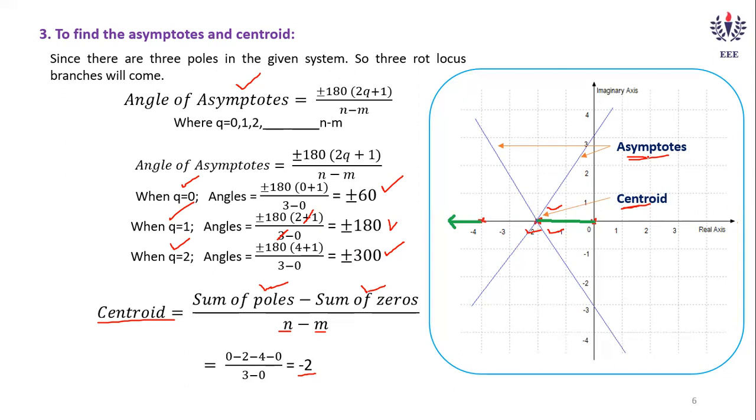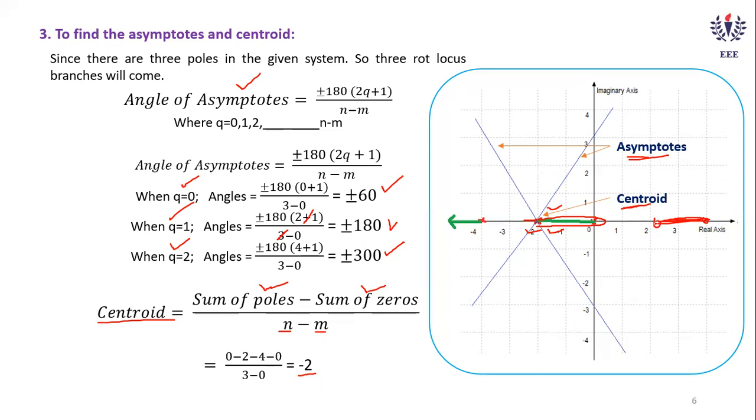When we check the breakaway points and break-in points: if we have a root locus in between 2 poles on a real axis, then there exists a breakaway point. In case we have 2 zeros on the real axis and a root locus between the 2 zeros, then there exists a break-in point. Between 2 poles on the real axis means breakaway point. Between 2 zeros on the real axis means break-in point.